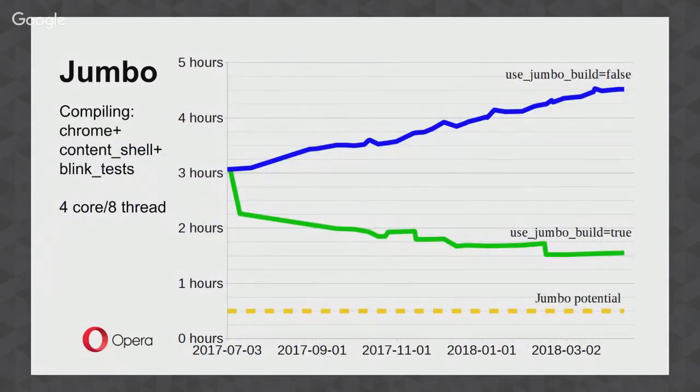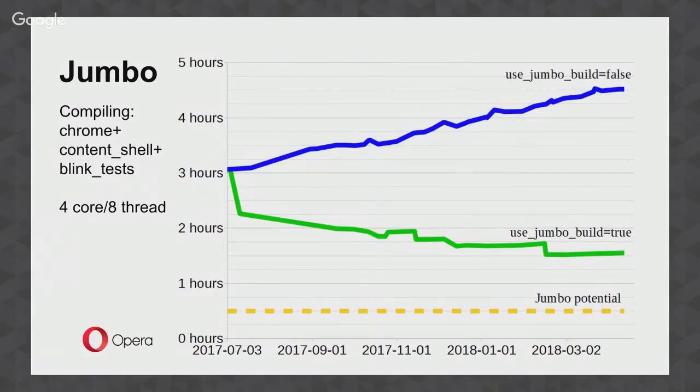And it works. We started this last year. We started by adding jumbo support to Blink. And this is the initial drop there immediately. And since then, we have added more and more jumbo support to more and more parts of the tree.